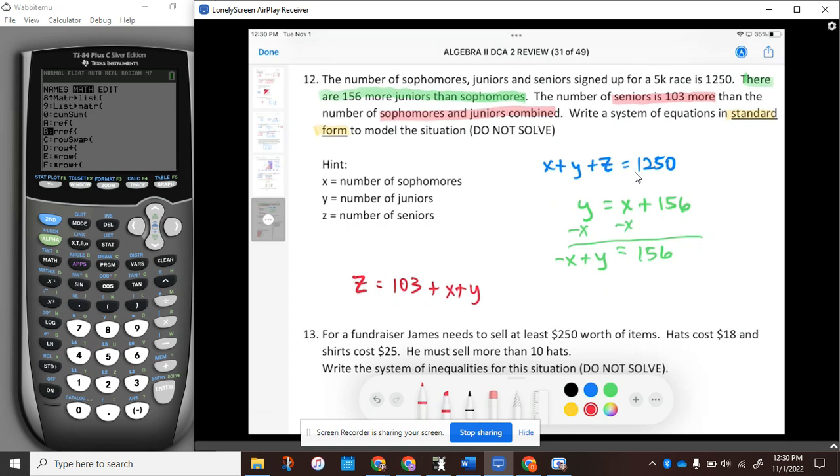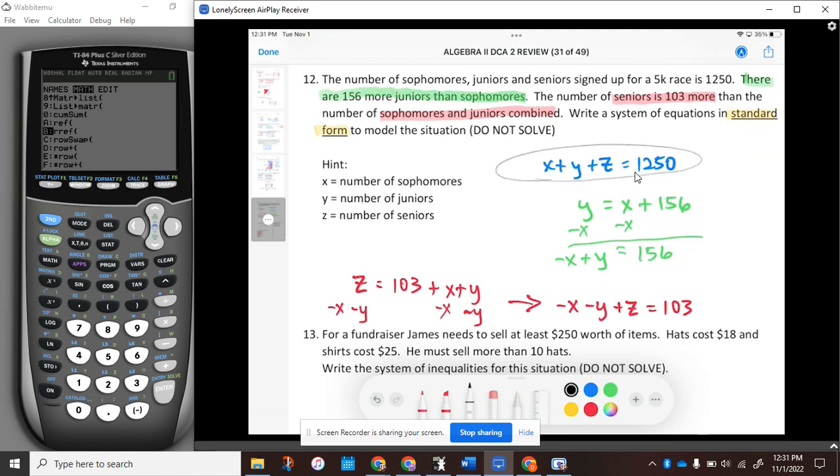Y'all see the issue with that red equation right there? X and Y are on the wrong side. How do I change that? We'll go minus X and minus Y. We'll just do both of them. Okay, so that equation is going to turn into negative X and negative Y and positive Z on the left side, 103 on the right side.